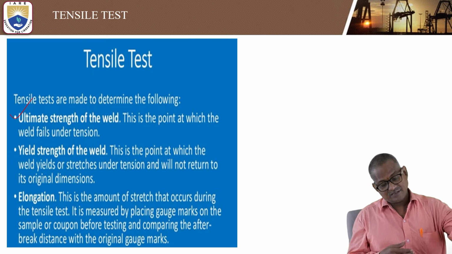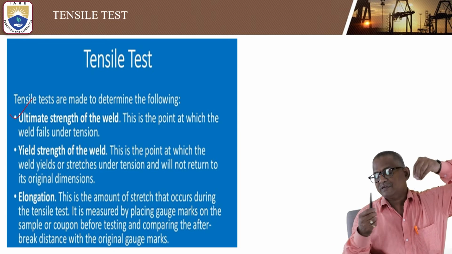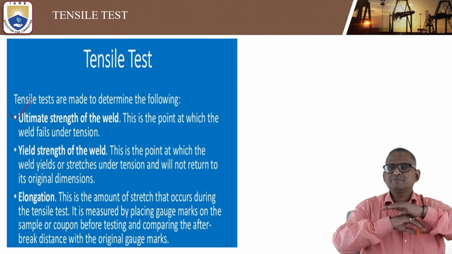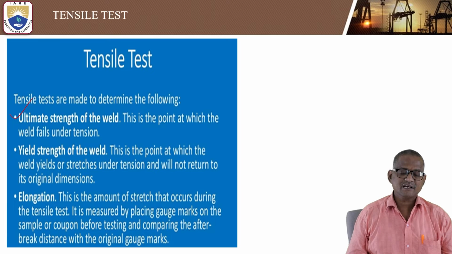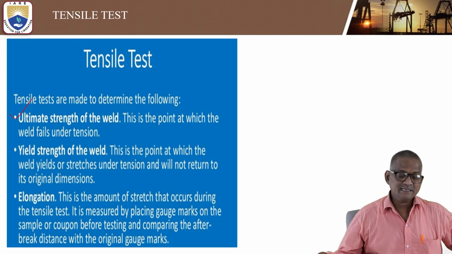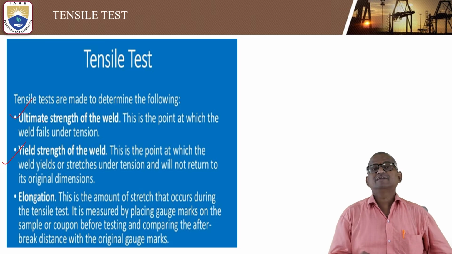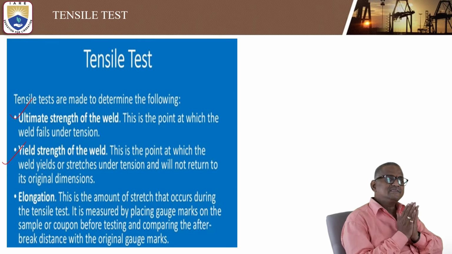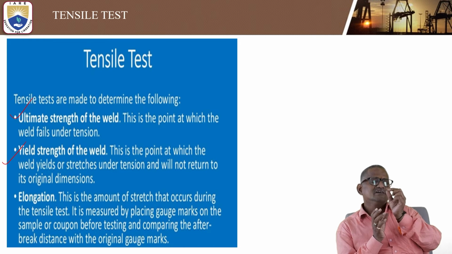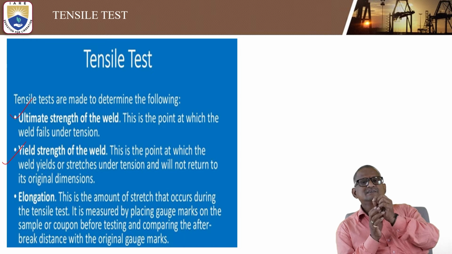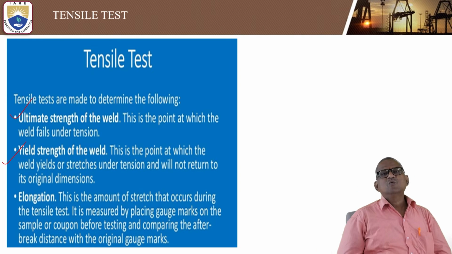It is like a pen or pencil: if you pull it, after a certain period of time it may break, it may fail under the tension. The second interesting one is the yield strength of the weld. In general, yield strength means the point at which the weld yields or stretches under tension and will not return to the original dimension.